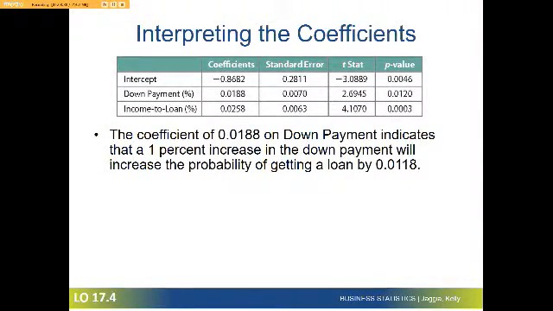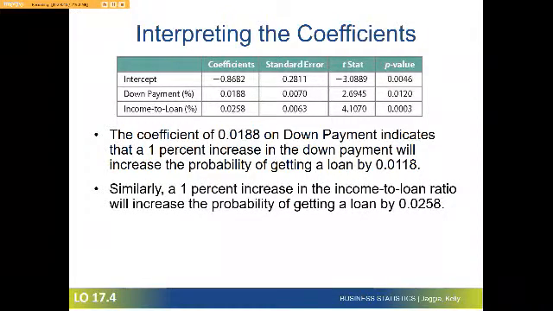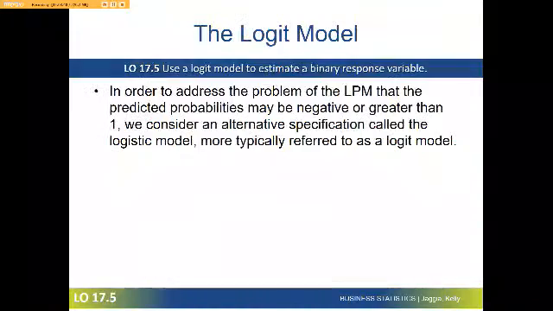It's kind of hard, but we can look at these things and their impact. We know a 1% increase in your down payment means your chance of getting the loan goes up by 1.88%, and a 1% increase in your income to loan ratio also increases it, in this case by 2.58%. Not always the best way to go.